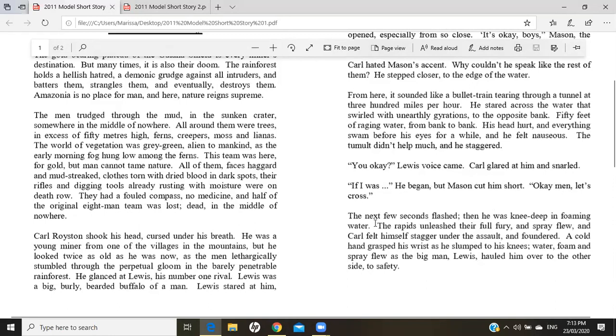Okay, man, let's cross. So now we're like, okay, what's going to happen? Are they going to cross, or what's going to happen to them? Is Carl going to cross to them? Or is Lewis going to cross? Who's going to remain behind?